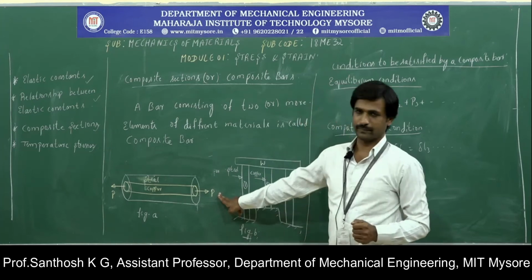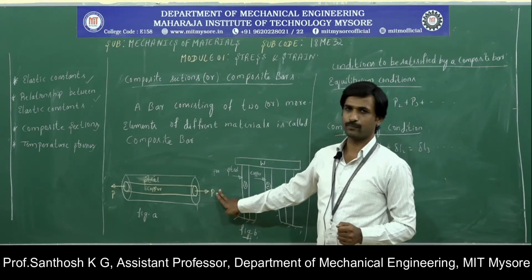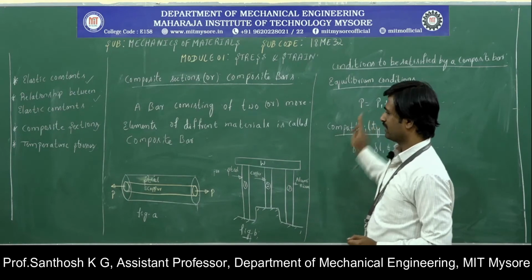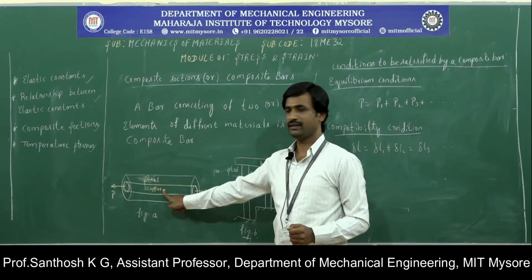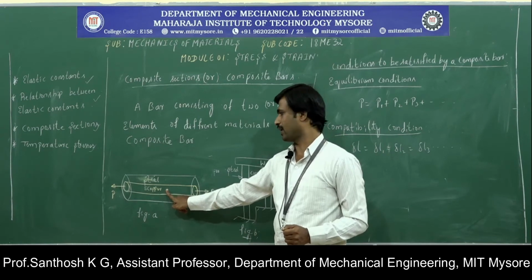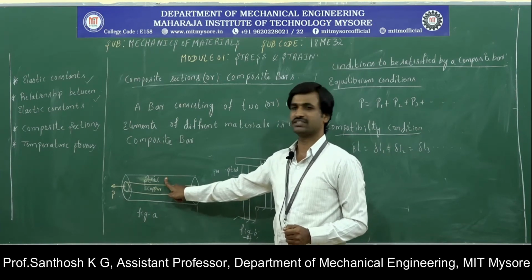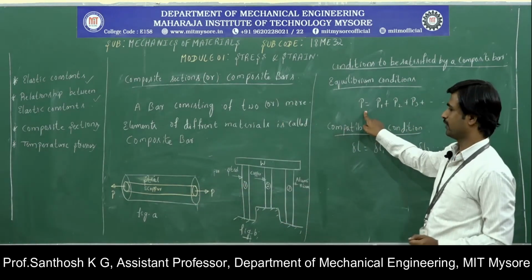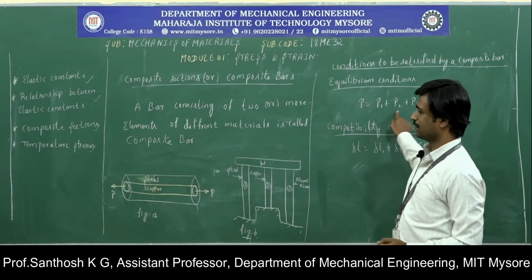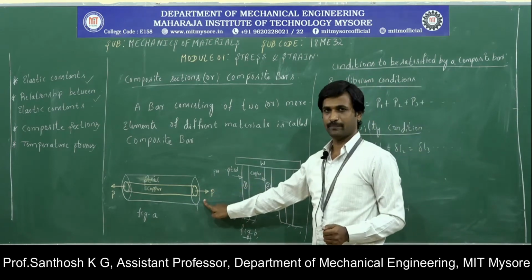Suppose I take the total load acting on a composite bar as P. Then this load P should be shared by the bar made up of copper and also by the bar made up of steel. So here the total load P will be equal to P1 plus P2 for figure A.